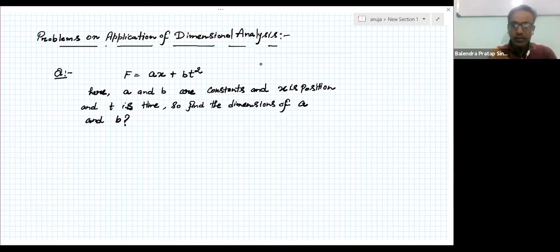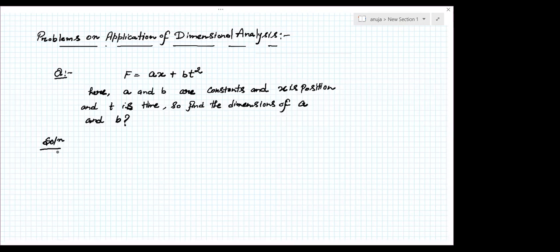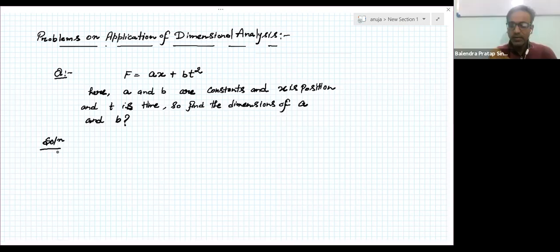So let's do this problem. I'm repeating my problem: F is equal to ax plus bt square. Here x defines the position, t is time, and a and b are basically constants. We have to find the dimensions of a and b, and capital F is force.